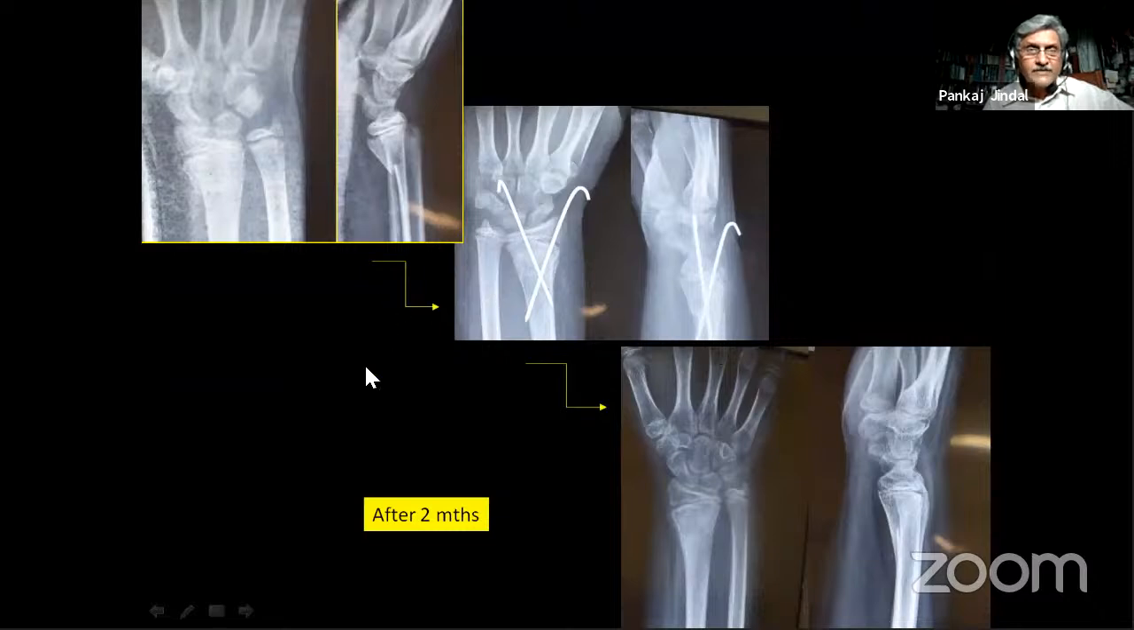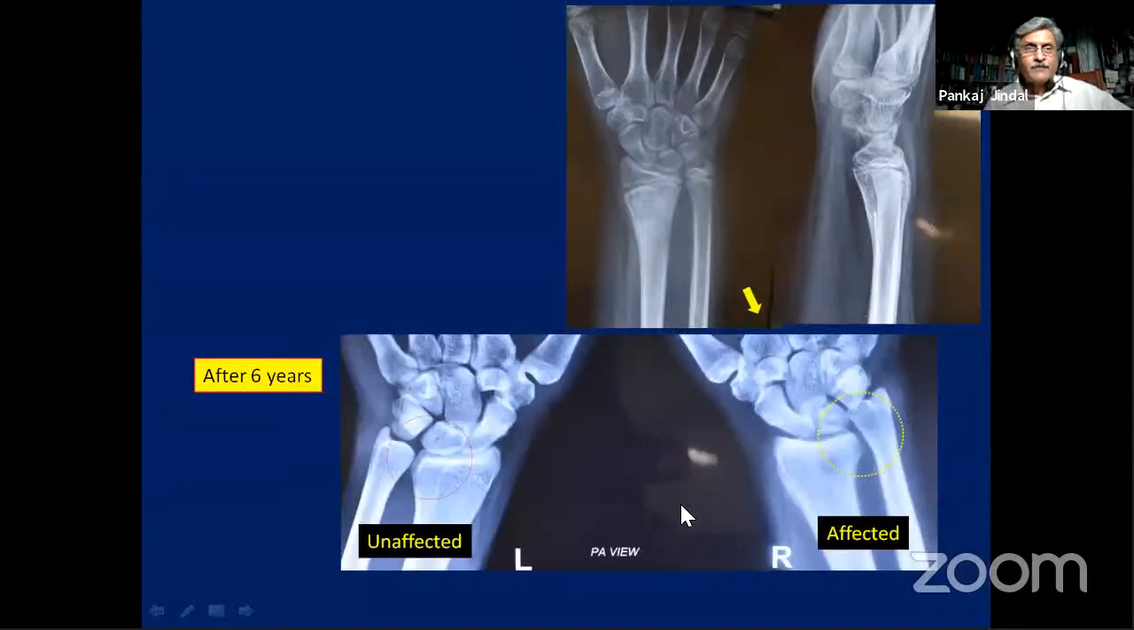But after 2 months, what we notice here, the epiphysis is almost at the same level. At 2 months, there is some amount of shortening, though not too major here. But what happens after 6 years? This is the unaffected side. There's a significant premature epiphyseal closure here, and the radius has become significantly short here.